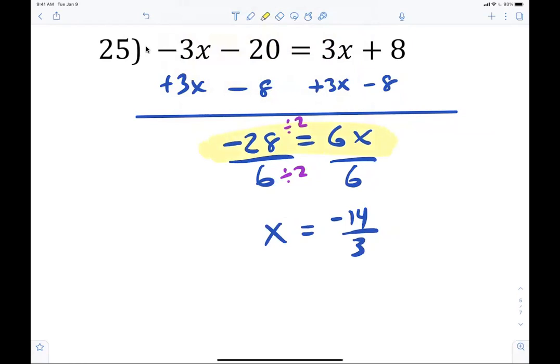No, I already made my mistake. I'm saying, why wouldn't it be double negative equals positive? Did you subtract 8 and add 3 like I did? Or did you subtract 3x and add 20? I subtracted 8 and added 20.